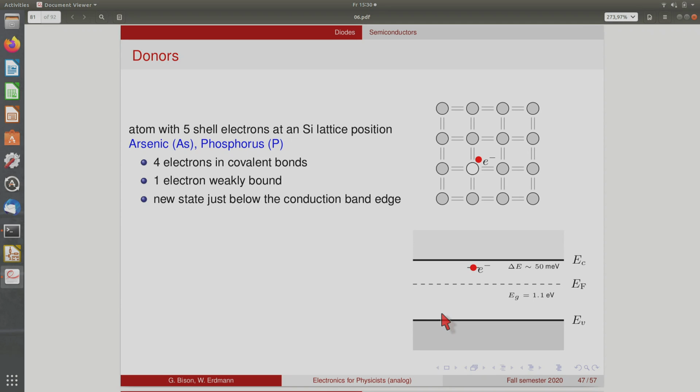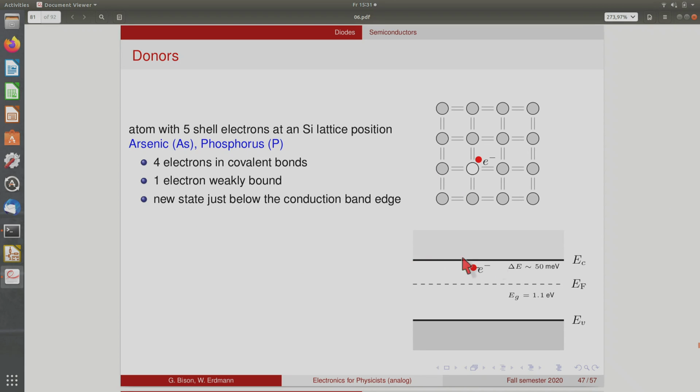You can do the same thing if you use an atom that has 5 shell electrons and not 4. Now you have this situation. You have 4 bonds that are satisfied and filled, and you have another electron that is still bound but only very weakly. So it takes very little energy to get this electron away from this atom, and then it can float around freely. And this is indicated here. So this state is very close to the conduction band. It takes very little energy to get it out and move around.